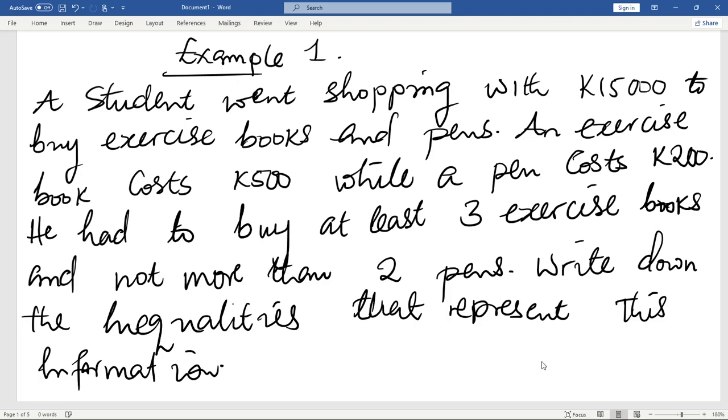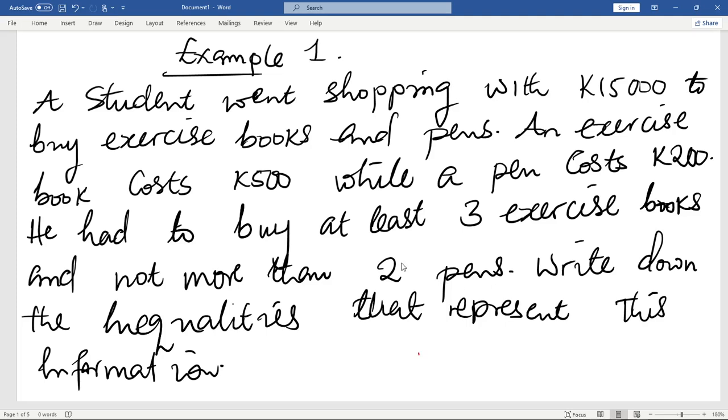Okay, so we have an example here. A student went shopping with 15,000 kwacha to buy exercise books and pens. An exercise book costs 500 kwacha, while a pen costs 200 kwacha. He had to buy at least 3 books and not more than 3 pens. Write down inequalities that represent this information. So, first things first, let's look at the keywords that we have here so that we know what symbol to use. I'll use a different color for this, so let me just use red.